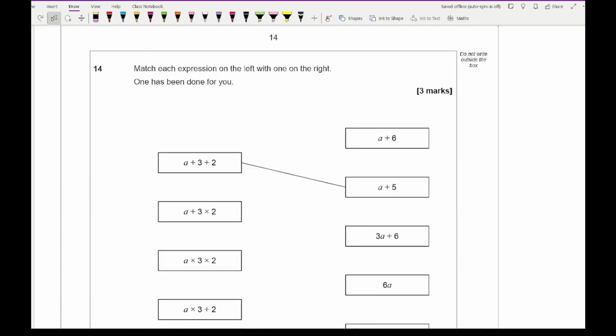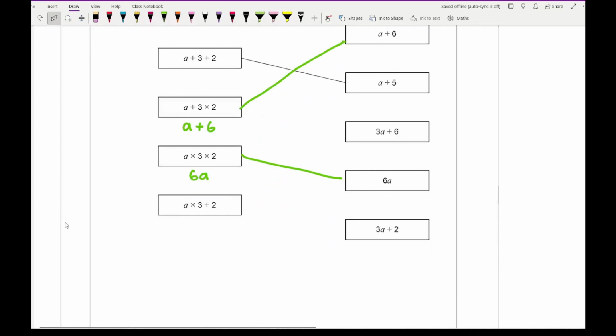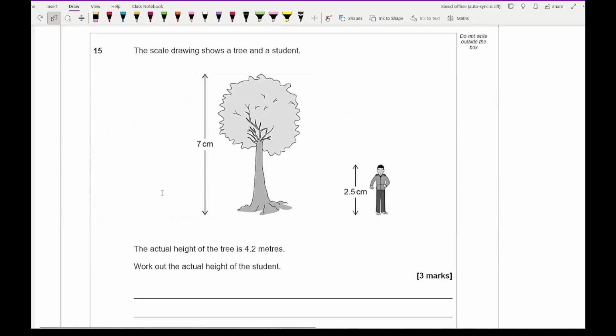So then moving on to question 14, it says match each expression on the left with one on the right. The first one has been done for us. So for this the next one is going to be a plus and then 3 times 2, which is 6, and that's our first one. Then for the second one, we've got a times 3 times 2, so we just multiply all of them together and we get 6a, so that's going to be this one here. And then for this one, we've got a times 3 plus 2, so that's 3a plus 2, which is that option there.